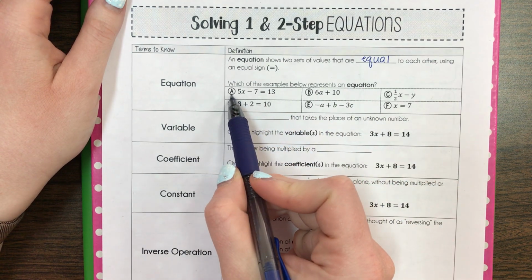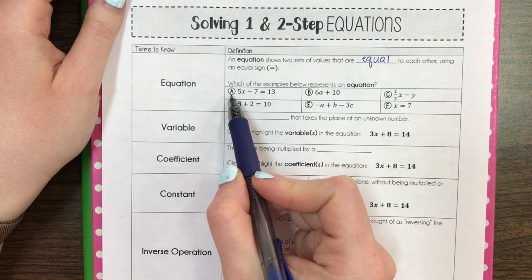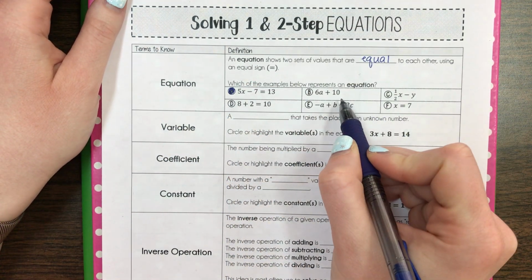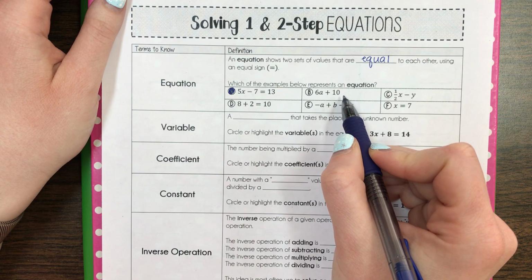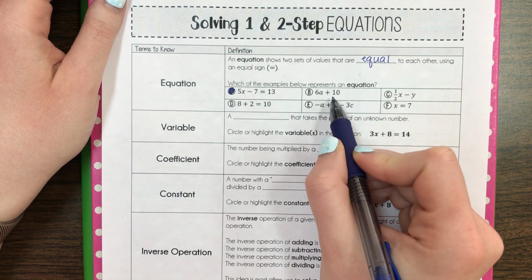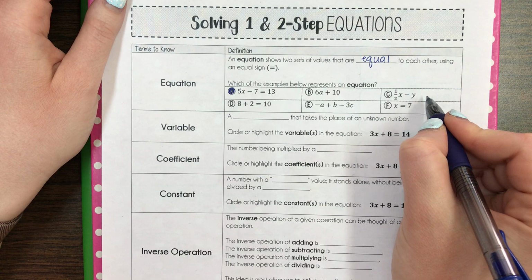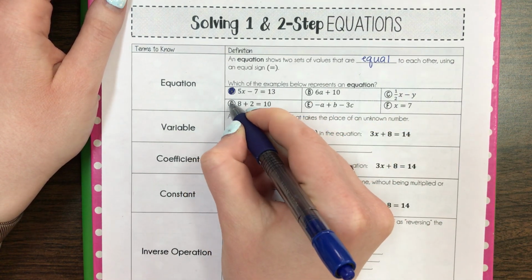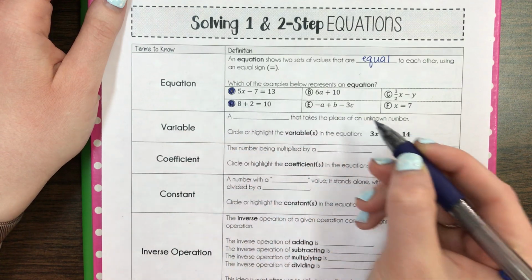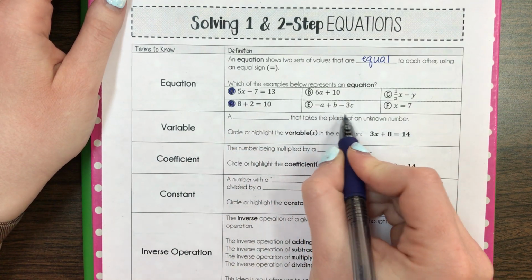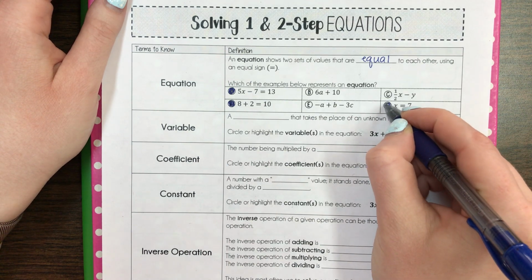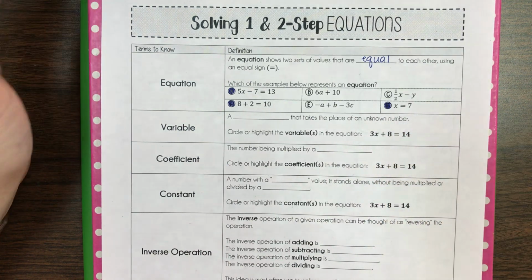Letter A, does it have an equal sign? Yep, so it is an equation. What about letter B? Nope, it doesn't have an equal sign, so it's not. What about letter C? No equal sign again. Letter D, there is. Letter E, nope, no equal sign. Letter F, yes, there is, so it is an equation.